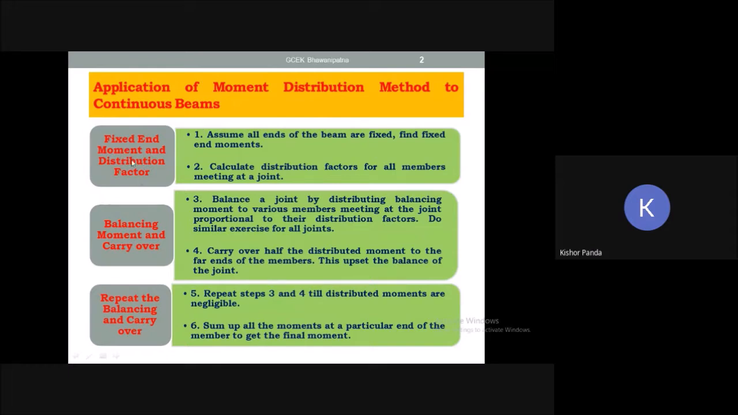So first you have to find out the fixed end moment and distribution factor, then balancing moment and carryover, then repeat the balancing and carryover. These are the process you have to remember. Already I explained in the previous PPT. These are the steps you have to remember.